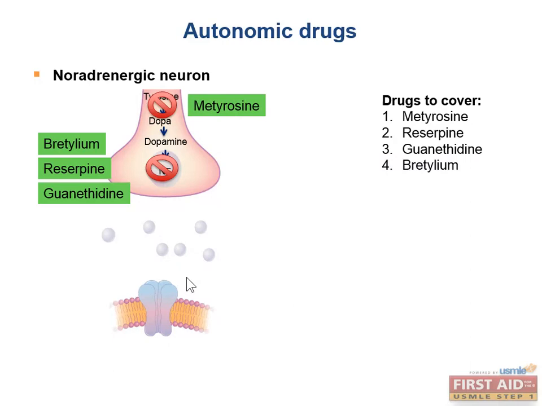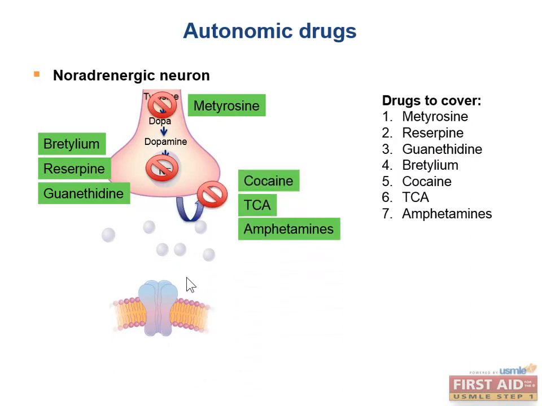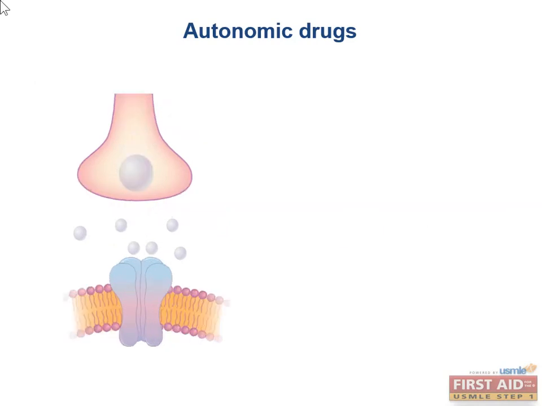So have you ever wondered how cocaine works? Cocaine, tricyclic antidepressants, and amphetamines all increase the amount of norepinephrine in the synapse by preventing its reuptake into the presynaptic neuron. So here we see the catecholamines trying to be reuptaken into the neuron, and these drugs will block that step. Amphetamine also stimulates norepinephrine release into the synaptic cleft.